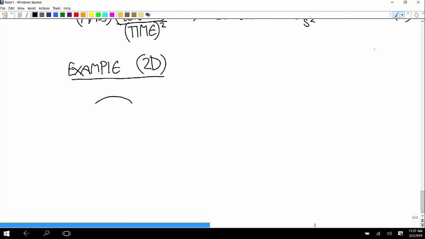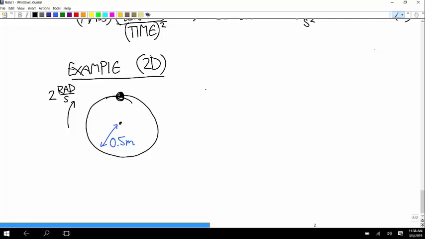Let's say an object's moving in a circular path, and let's say that it has a constant angular velocity of 2 radians per second. And let's say we want to figure out what's happening when it's at this location. The radius is 0.5 meters. The mass of the object is 2 kilograms.